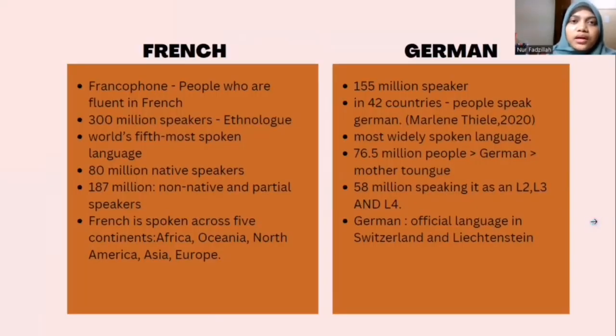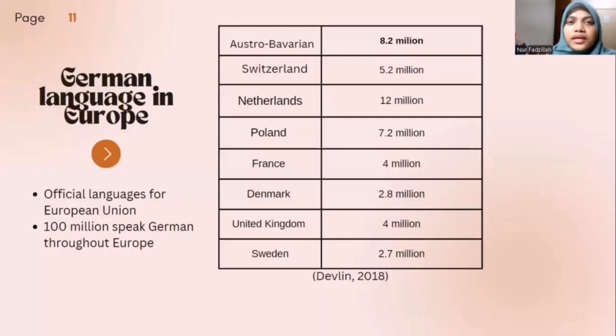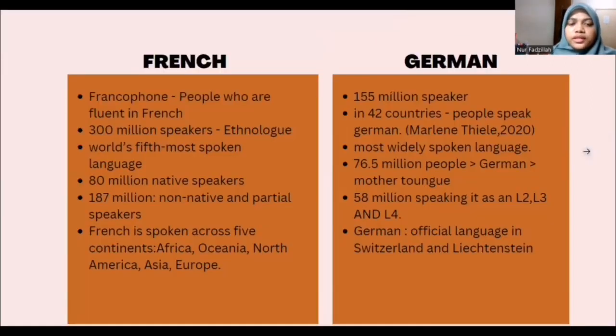The German language has 155 million speakers. Now 76.5 million people are German native speakers. The other 58 million people take the German language as their second, third, and fourth language. It has also become one of the official languages of the European Union because the statistics say that 100 million people in Europe can speak German. We can conclude here that French statistically has more speakers than German.